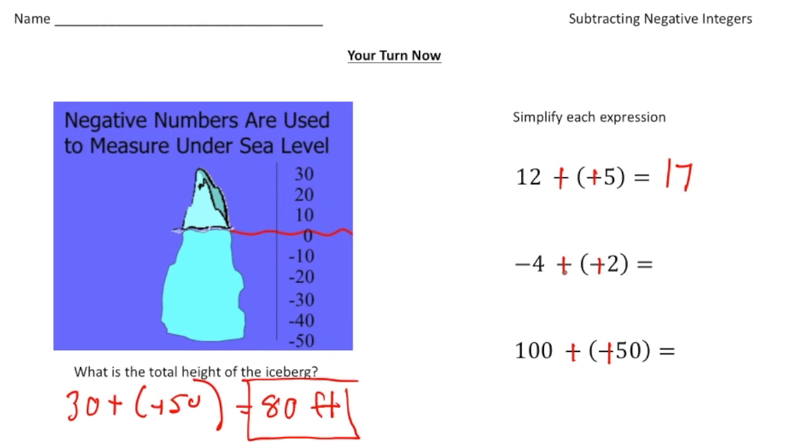Negative 4 plus positive 2. Well, let's say you're in debt $4 and you earned $2 back. You're still going to be in debt, right? So that's going to be a negative 2. And then here we have 100 plus 50 will give us 150. And there it is. All right, how'd you do?